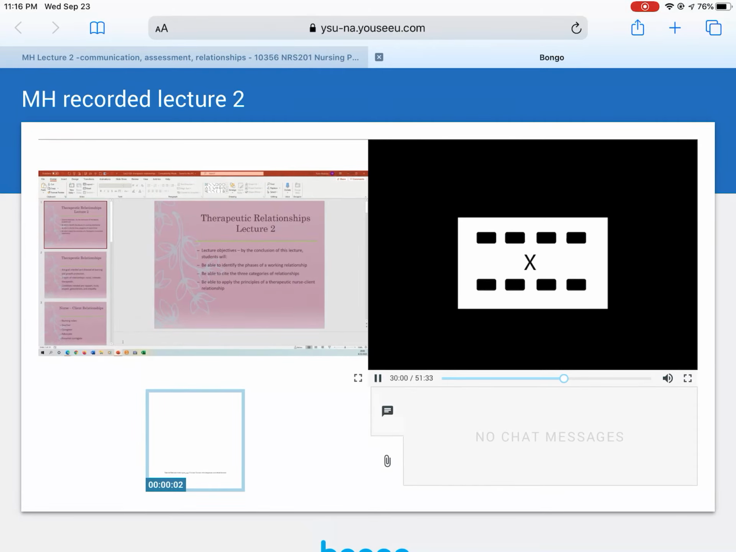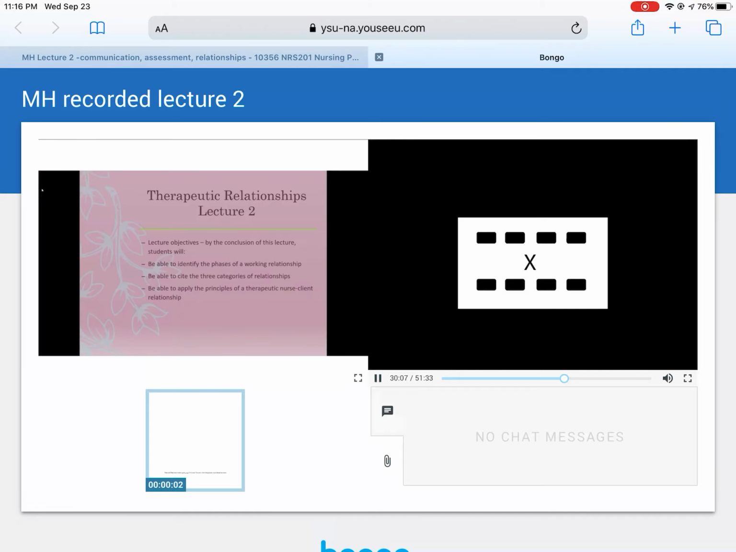Therapeutic relationships. All right, here's your lecture objectives. You can read those when you get home. So relationships are goal-oriented. There's 3 different types: social, intimate, and therapeutic. The only ones we're really interested in are going to be the therapeutic ones.